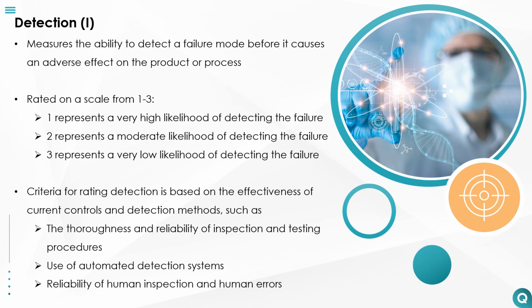For detection, this measures the ability to detect a failure mode before it causes an adverse effect on the product or processes. It is also rated on a scale from 1 to 3, where 1 represents a very high likelihood of detecting the failure, 2 represents a moderate likelihood of detecting the failure, and 3 represents a very low likelihood of detecting the failure. The criteria for rating detection is based on the effectiveness of current controls and detection methods, such as the thoroughness and reliability of inspection and testing procedures, the use of automated detection systems, and the reliability of human inspection and human errors.